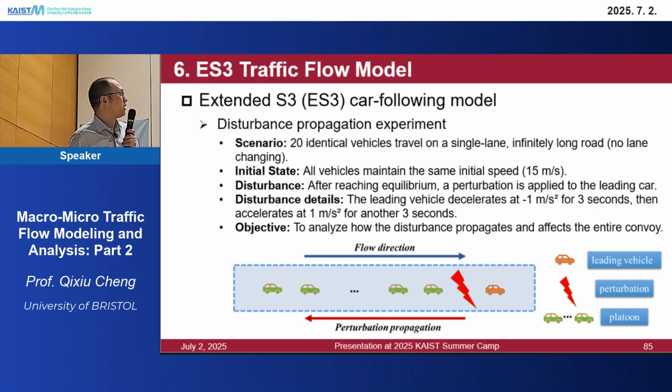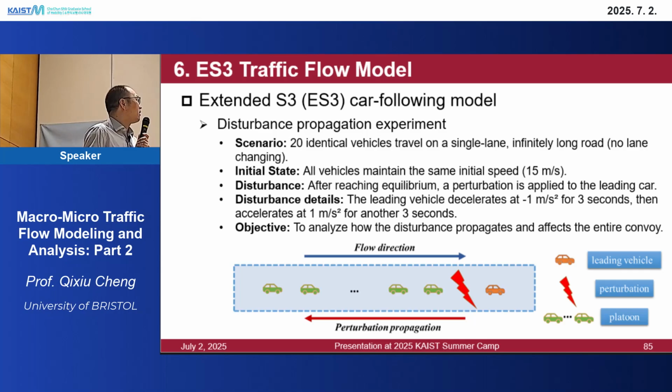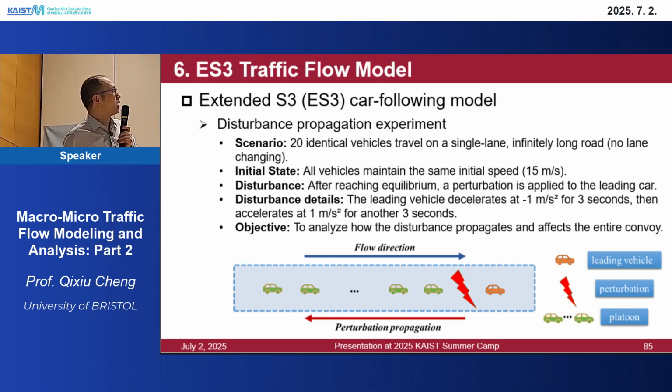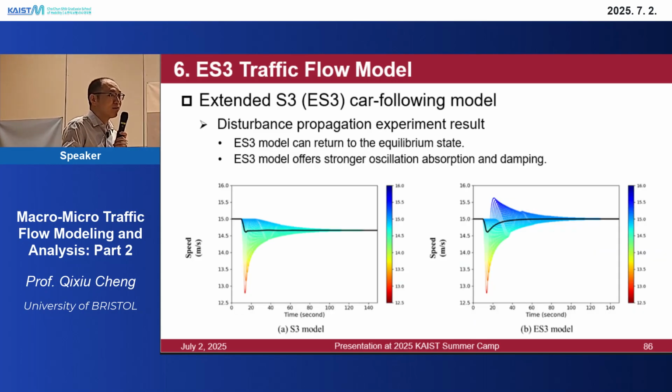is applied to the leading vehicle. The leading vehicle decelerates at 1 meter per second squared for 3 seconds, and then accelerates at 1 meter per second squared for another 3 seconds. The objective of this simulation is to analyze how the disturbance propagates and affects the entire traffic flow. So we can compare the original S3 model and the extended S3 model.